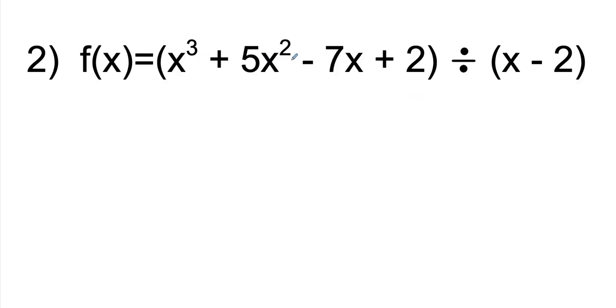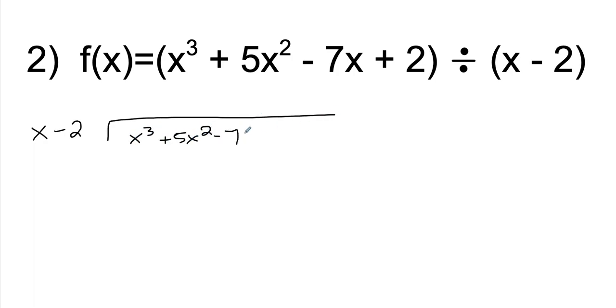So we got x cubed plus 5x squared minus 7x plus 2 divided by x minus 2. So x minus 2 outside the bracket, and then we have x to the third plus 5x squared minus 7x plus 2. Okay, what was our first step? Look at the front two terms, divide them out. x to the third over x, that's x squared.